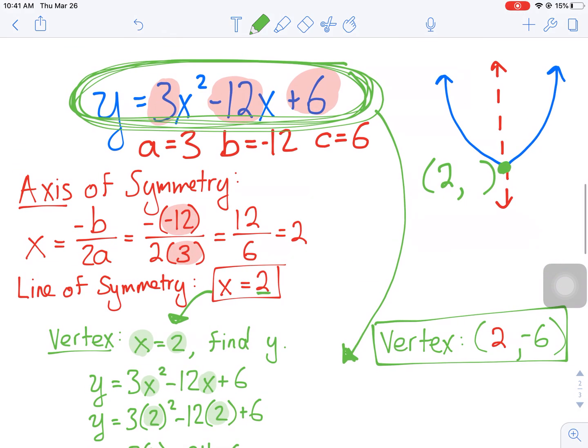So on our graph, in the top right corner, our vertex is 2, negative 6. And our line of symmetry is x equals 2.